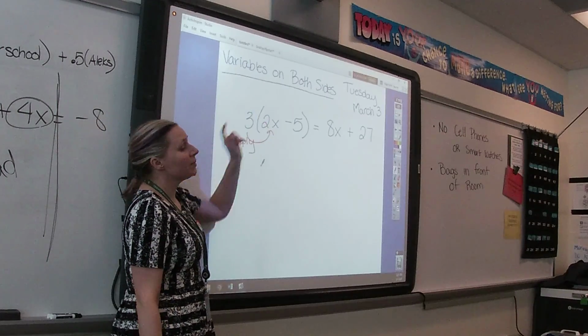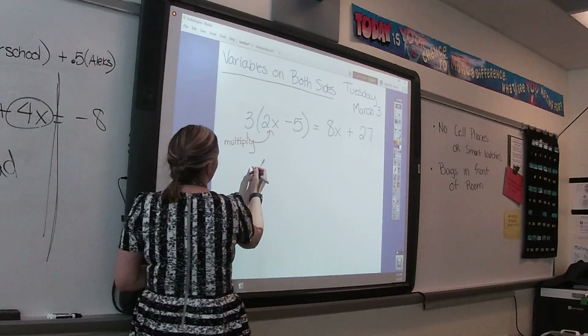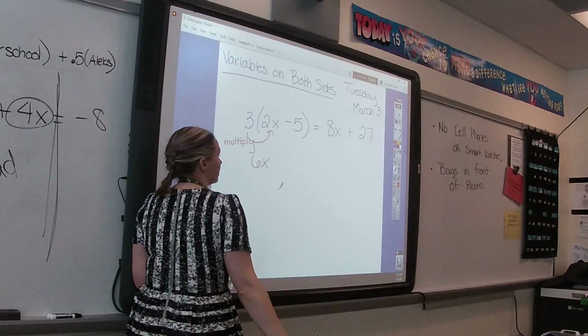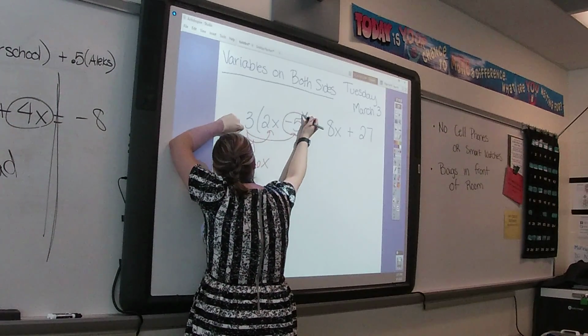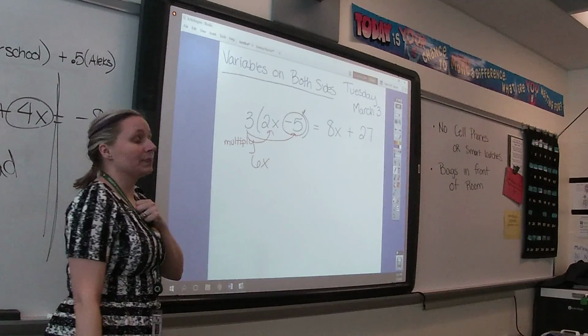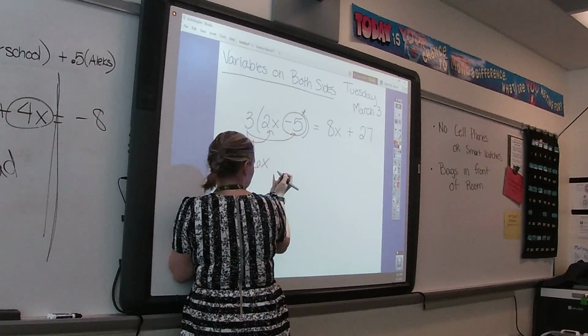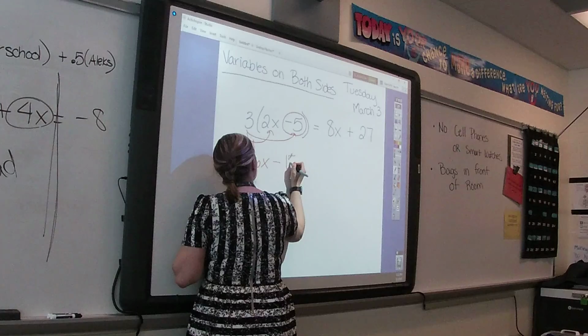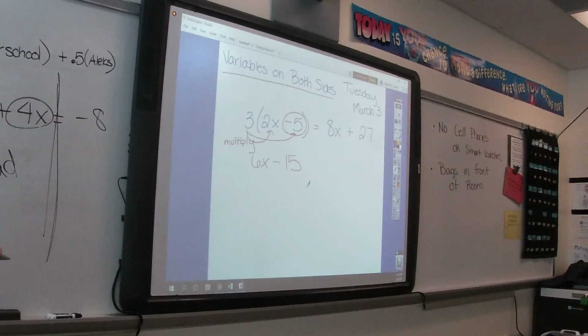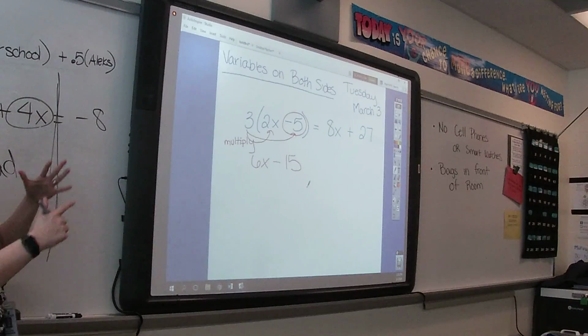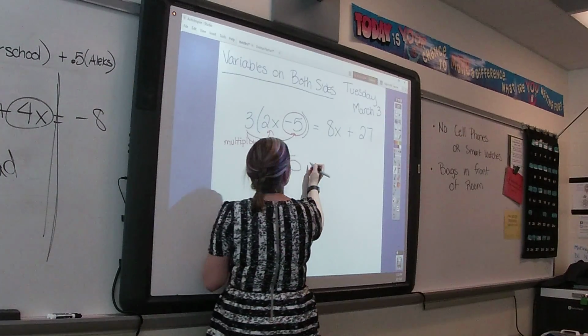So 3 times 2 is 6x. 3 times -5, positive 15, negative 15. Equals 8x plus 27. Then everything else is just falling straight down.